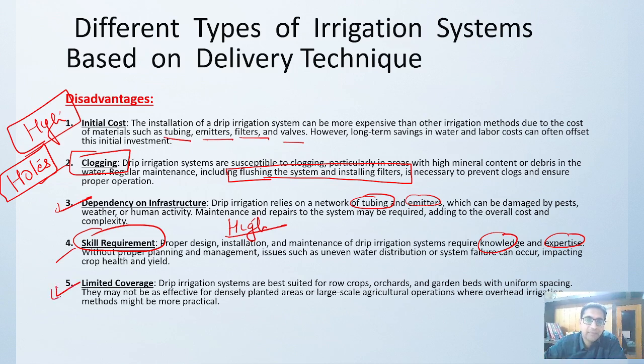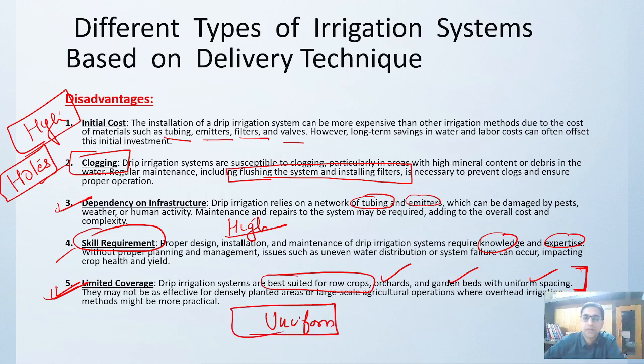It has a very limited coverage area because it is best suited for row crops, that means crops grown in rows, or orchards, garden beds, or places with uniform spacing. It has availability and application only there. It is not suited for places where mixed farming is used. Where things are very uniform, there you can utilize all of this. That is why drip irrigation has very limited coverage.